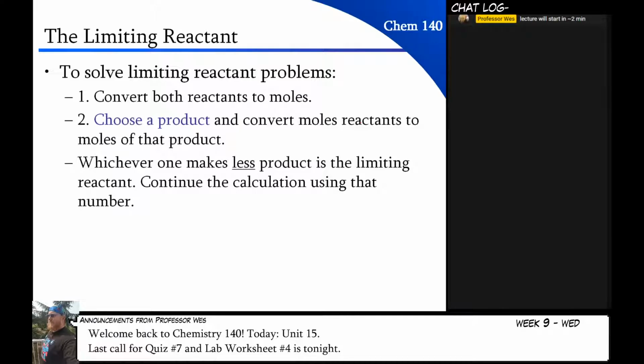Now, you can do this in a shortcut method. You could choose a product and just figure out the moles of that product instead of going all the way to grams. I'm going to just convert everything directly to grams, but you can stop at moles because the relationship between moles and grams is fixed, right? If you make fewer moles of product, that's still the limiting reactant. But students seem to find it to be a little easier if you just turn everything into grams and then compare them at the end like that. So that's what I'm going to be doing.